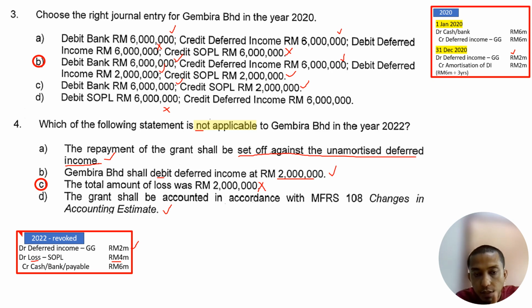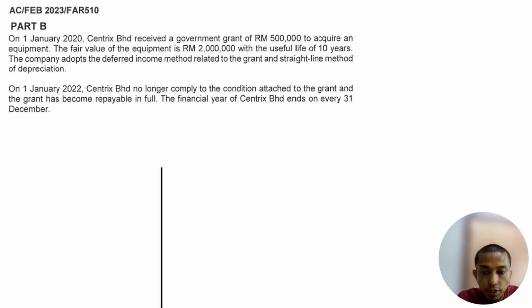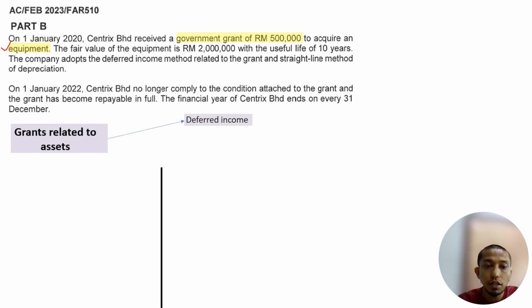This is one question. Next question, February 2023. This question is also under the deferred income method related to assets. On 1st of January 2020, Centric Barad received a government grant of 500,000 to acquire an equipment. You see the word equipment. The fair value of the equipment is 2 million. Because there is an equipment, we know it is a grant related to asset. And if it is grant related to asset, we know deferred income or write-off against asset method.